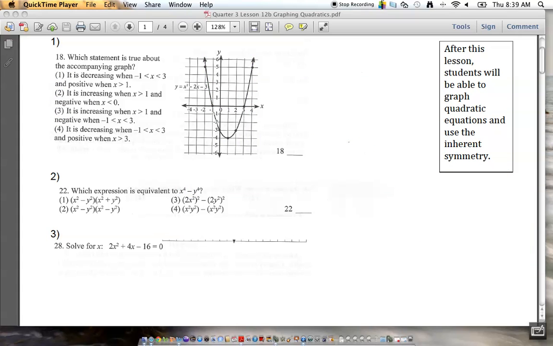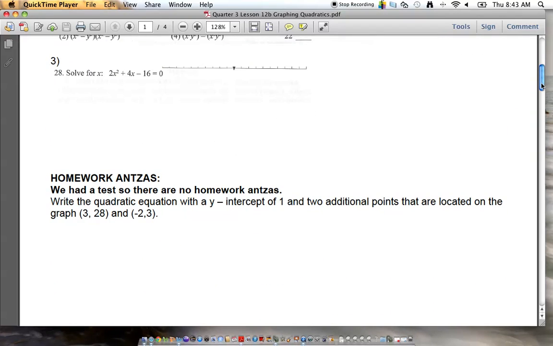And last but not least, it says to solve for x.